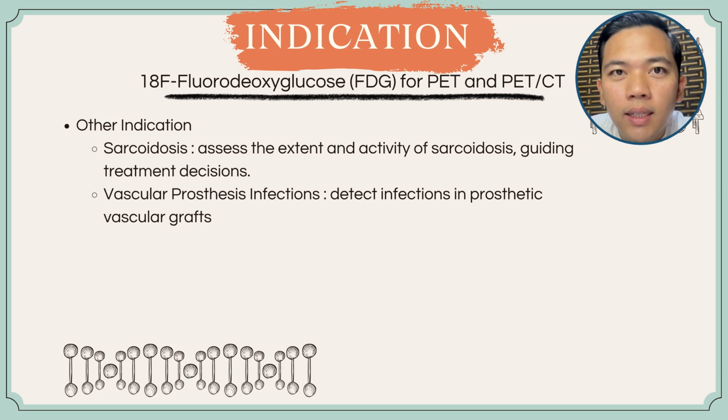So for the other indications of FDG, the first is sarcoidosis. The PET scan can assess the extent of the activity of sarcoidosis, guiding treatment decisions. Next is vascular prosthetic infections. PET scan can detect infections in prosthetic vascular graft, which is critical for appropriate management and treatment.